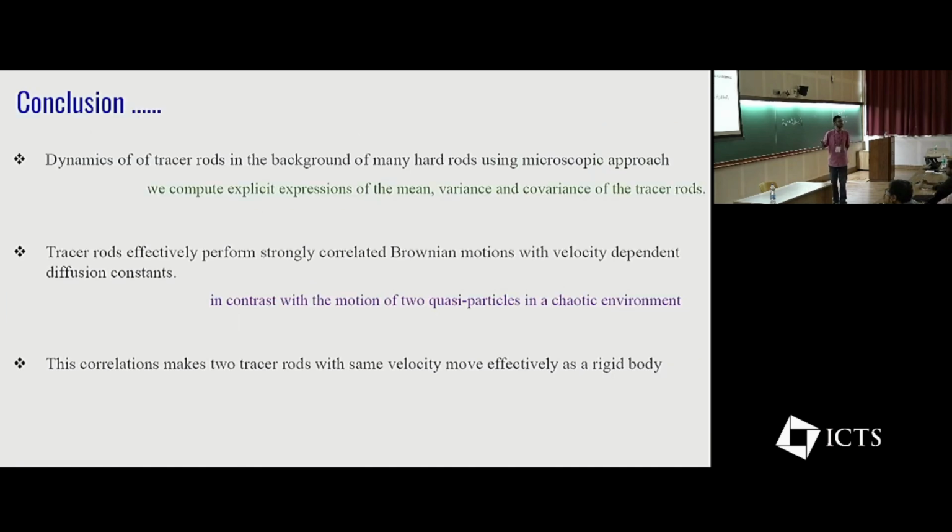We studied the dynamics of the tracer rod moving in the background of many hard rods using the microscopic approach, and we exactly computed the mean, variance and covariance of the tracer rods. Following the variance, we see that individually both tracers move like a Brownian particle, but effectively they perform like a strongly correlated Brownian motion, which is in contrast to the motion of two quasi-particles in a chaotic environment. And this correlation makes two tracer rods with the same velocity move effectively like a rigid body. So thank you.